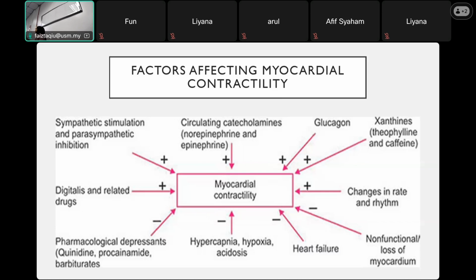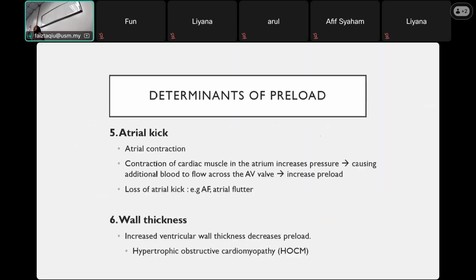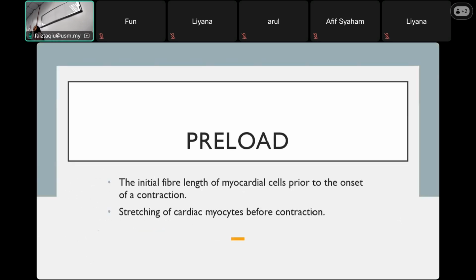What's a preload? Define preload. What is? Okay lah, I boleh imagine dalam kepala you ada dia punya imagination, tapi it has to be exact, the definition. Apa, we go back to the definition of preload? It's the myocardial fiber length, kan, prior to contraction. Myocardial fiber length at the end of diastole, the initial fiber length of myocardial cells.